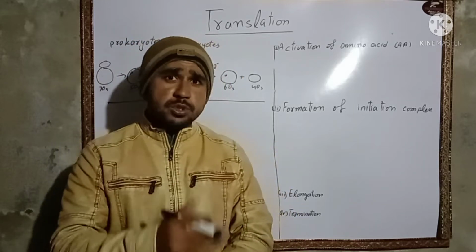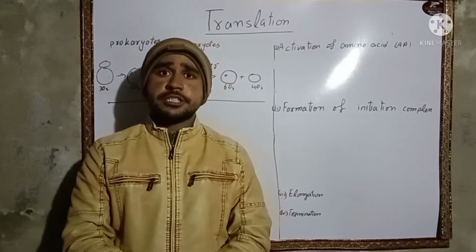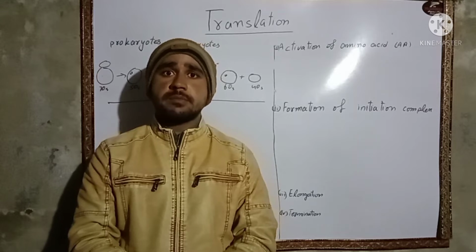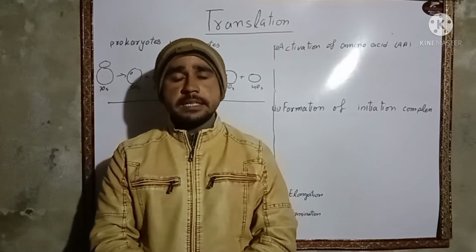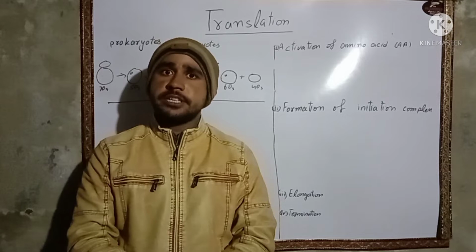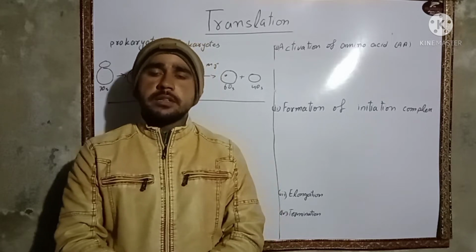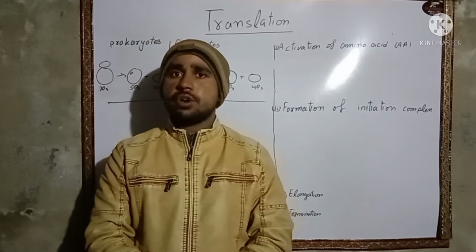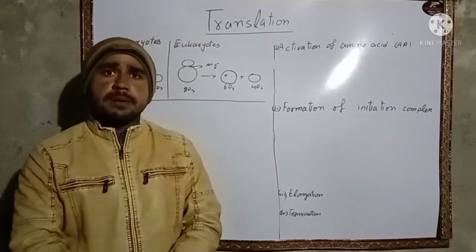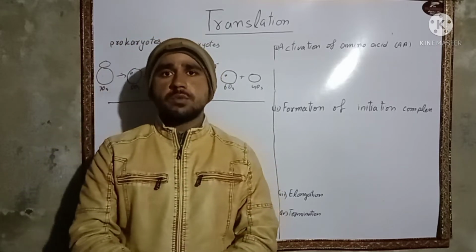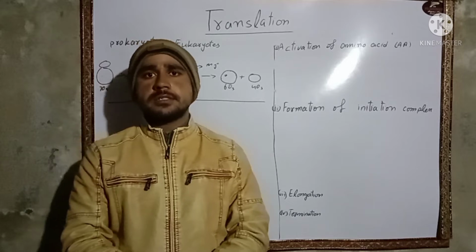Ribosomes are tiny granular structures present in the cytoplasm. They may be in a free state or attached to the endoplasmic reticulum. They are also called the protein factory of the cell. Ribosomes consist of two unequal parts, one small and the other large.